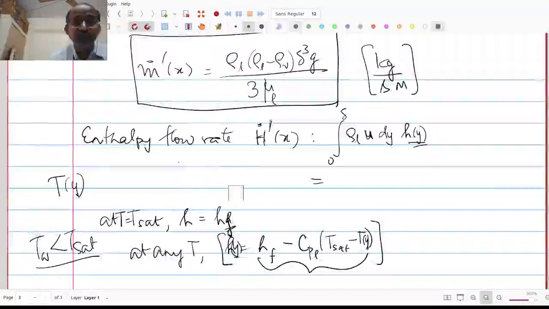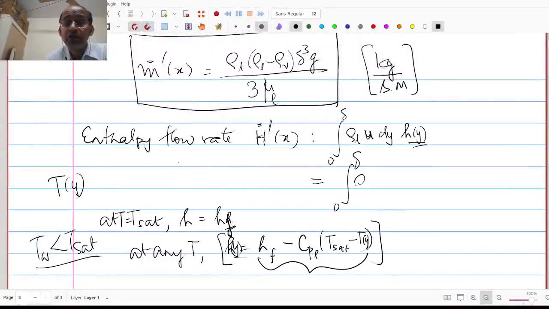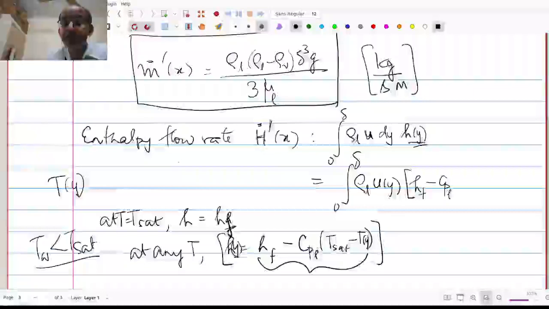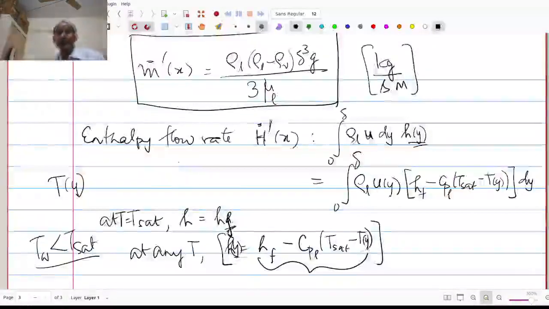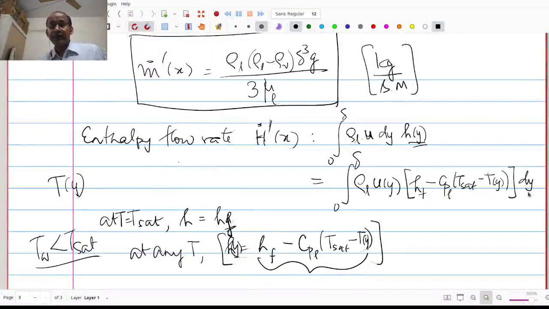I want to write that below. Okay, so now this is going to be equal to the integral from 0 to delta of rho L U of y into HF minus Cp liquid into T sat minus T of y dy. Is that correct? Now let's take this and simplify it further and integrate it.